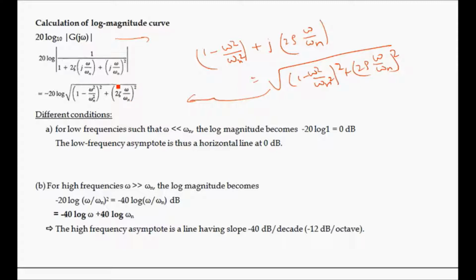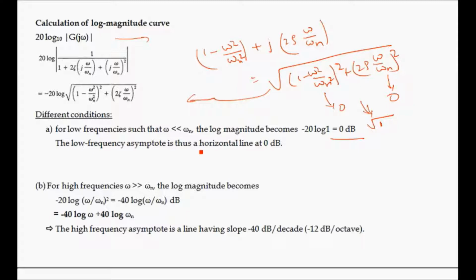Now we will consider different conditions. First is the low frequency case, that is omega very small in comparison to the natural frequency omega n. In this case we can straight away reduce this component to 0 and this component to 0, or in fact ignore these two components, and the whole expression changes to square root of 1. So the log magnitude becomes minus 20 log 1, or a 0 dB line.